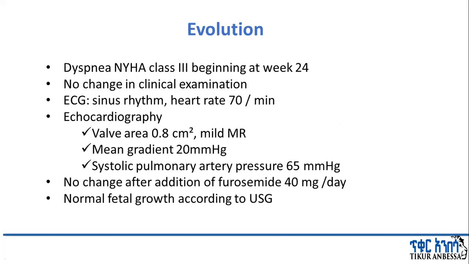Normally, increased volume in pregnancy will result in an increased transvalvular mean gradient, but it significantly increased from 10 to 20. Pulmonary pressure increased to 65 despite a beta blocker. The second step to manage this patient is adding furosemide, because if a patient develops heart failure despite adequate heart rate control, you need to add furosemide. We added that, with normal fetal control.